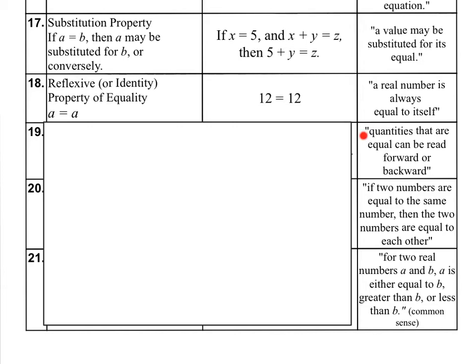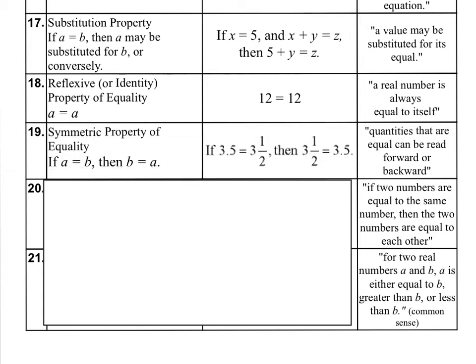Number 19 states that quantities that are equal can be read forwards or backwards. So we can either read it as A equals B or B equals A. This is the symmetric property of equality. This is going to come in handy when you want to flip equations. You can read it either way. So it doesn't matter if it's x plus 3 equals 7 or 7 equals x plus 3. The equal sign makes it almost like commutative. You can change the order, so you can flip it.